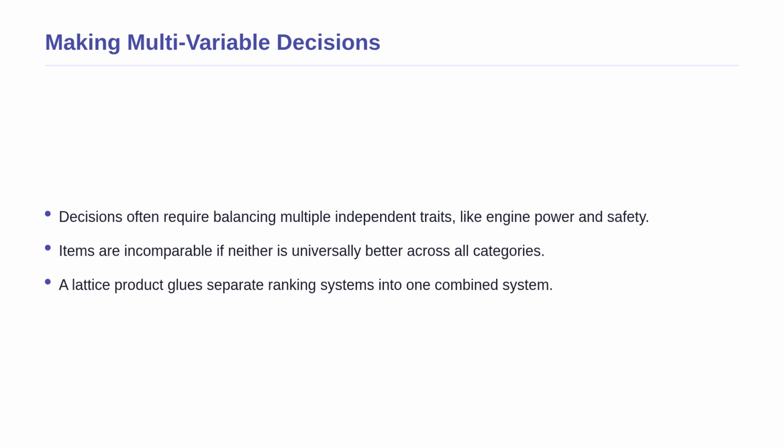Neither is universally better. A lattice product takes two separate ranking systems, like speed and safety, and glues them together into one combined system. This allows us to make rigorous decisions by looking at each trait completely independently.